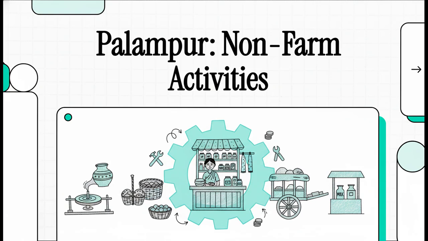Today, we're going to reach the final, very interesting part of our chapter on the story of village Palampur. Now, so far, we've talked a lot about farming, which is, of course, the main activity in the village. But have you wondered about the people who don't farm? Well, in this lesson, we will explore that fascinating world of non-farm activities and see just how important they are for life in the village.